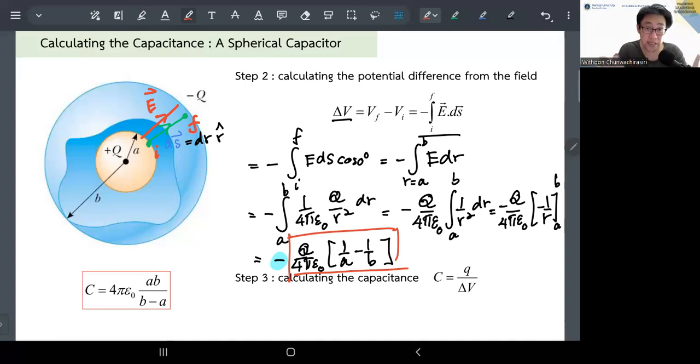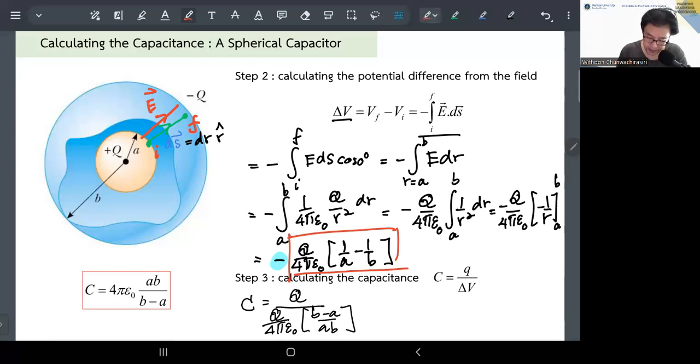So the third step is the easiest one. You take the Q divided by the delta V. So C is the capital Q in this figure divided by the delta V that you just got from step number 2. Just bring the whole thing there. I can do the common denominator and everything, so it looks like B minus A over AB.